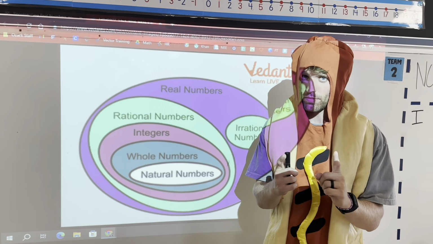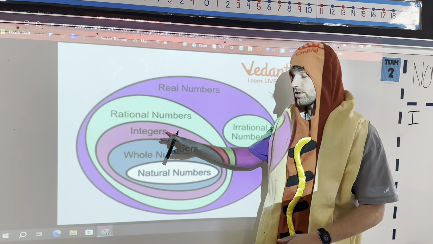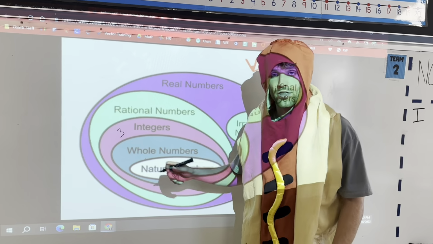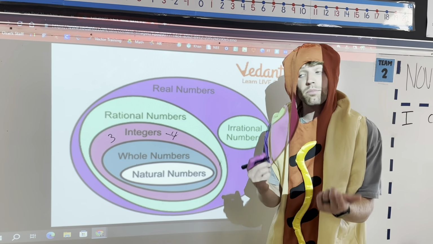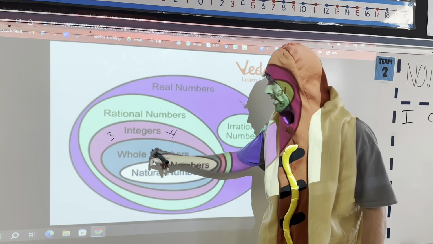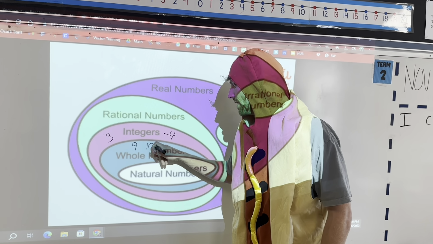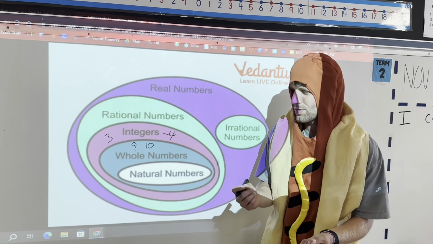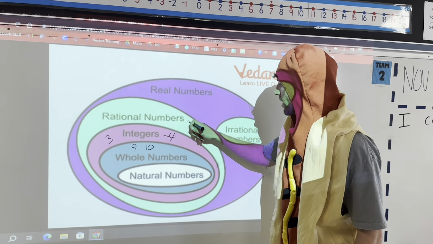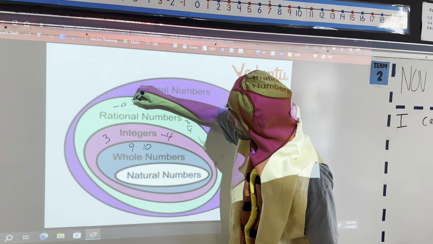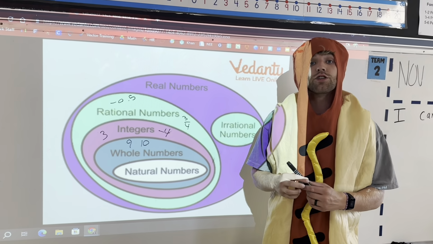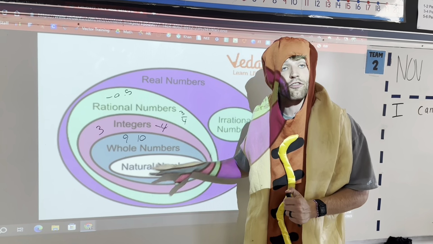Now, rational numbers include integers, which are both positive numbers like 3 and negative numbers like -4. Rational numbers also include whole numbers like 9 and 10. Rational numbers also include fractions like 3/4 and decimals like -1/2, 0.5. These are all things that are in the blanket of rational numbers.